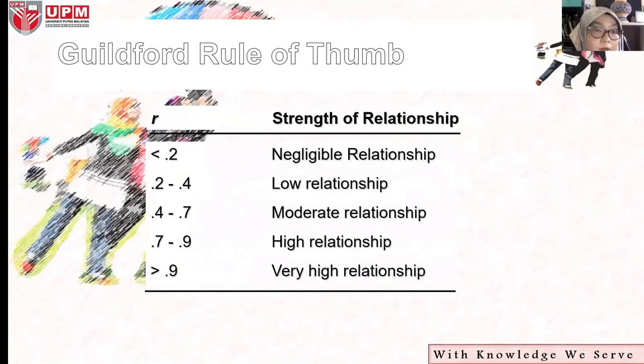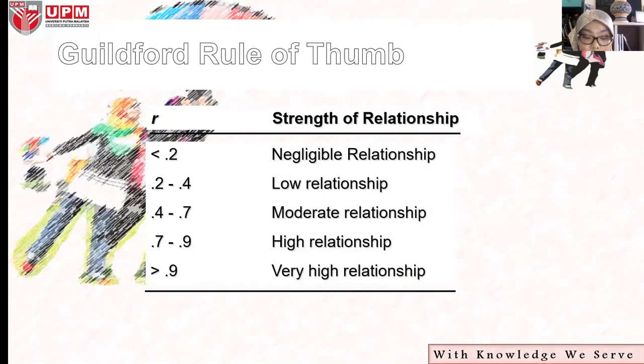Okay, so if let's say the value is lesser than 0.2, it indicates a very low or negligible relationship. If the value is between 0.2 and 0.4, the relationship is considered low. If it is between 0.4 and 0.7, it is moderate. 0.7 to 0.9 is a high relationship, and larger than 0.9, which is 0.9 to 1, indicates a very high relationship.